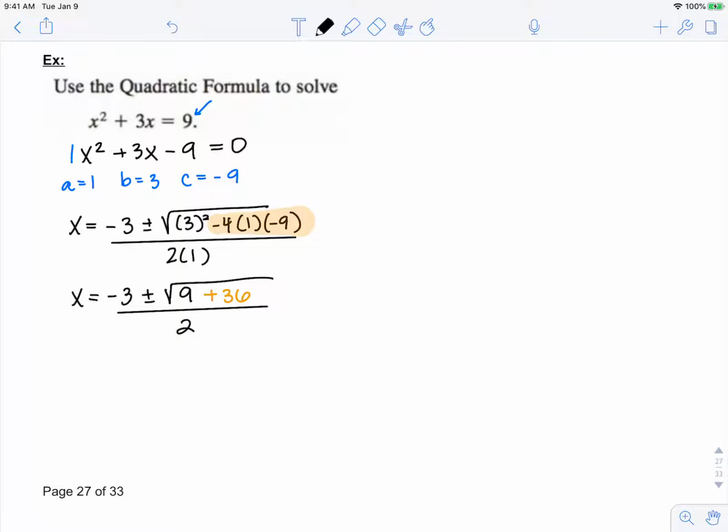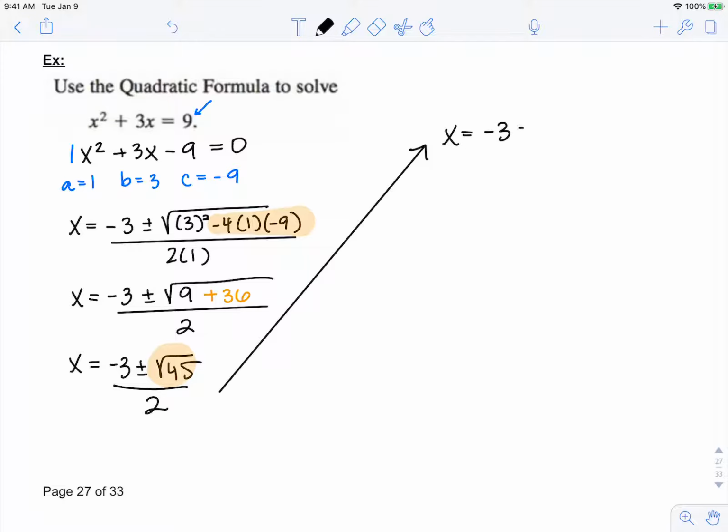So now I need to simplify what's inside of that square root, which is 9 plus 36. So x equals negative 3 plus or minus the square root of 45 all over 2. So now what we need to do is simplify this square root by factoring out a perfect square factor. The perfect square that goes into 45 is 9 times 5, all over 2.